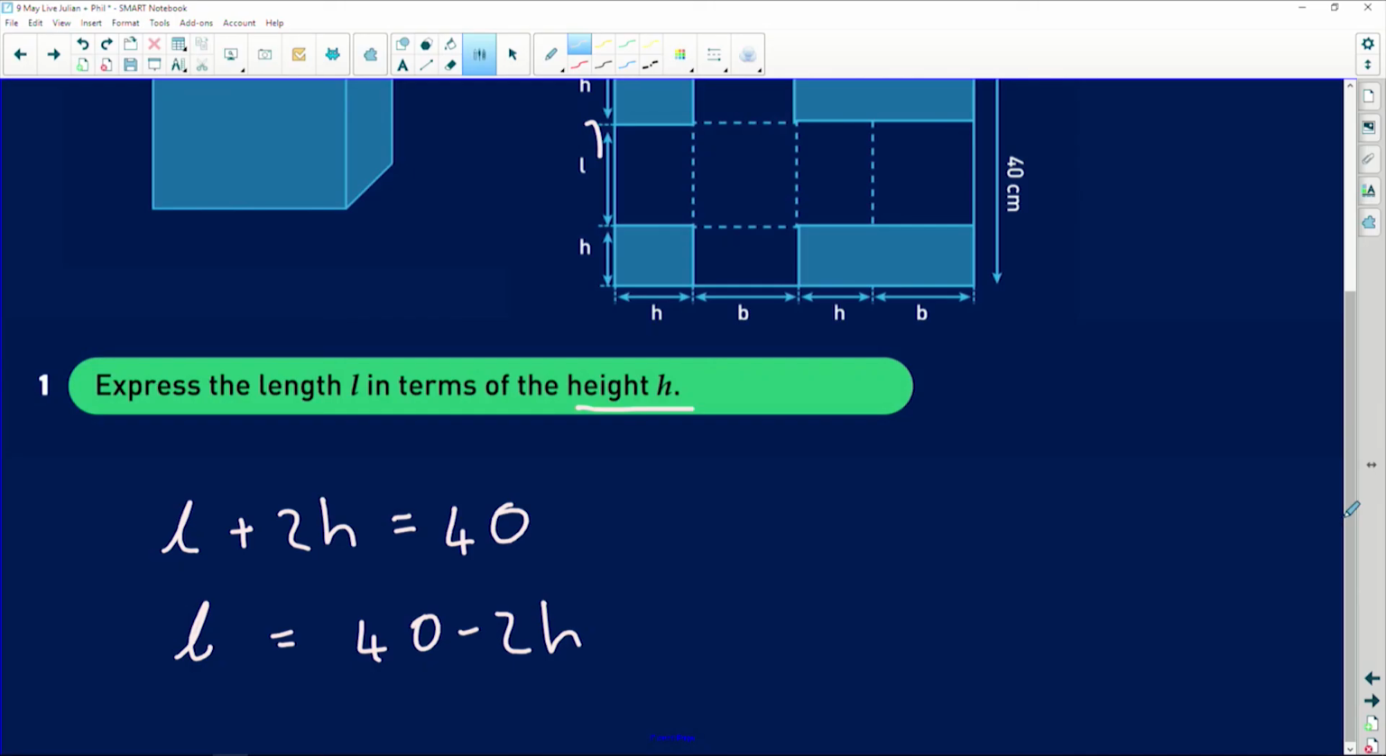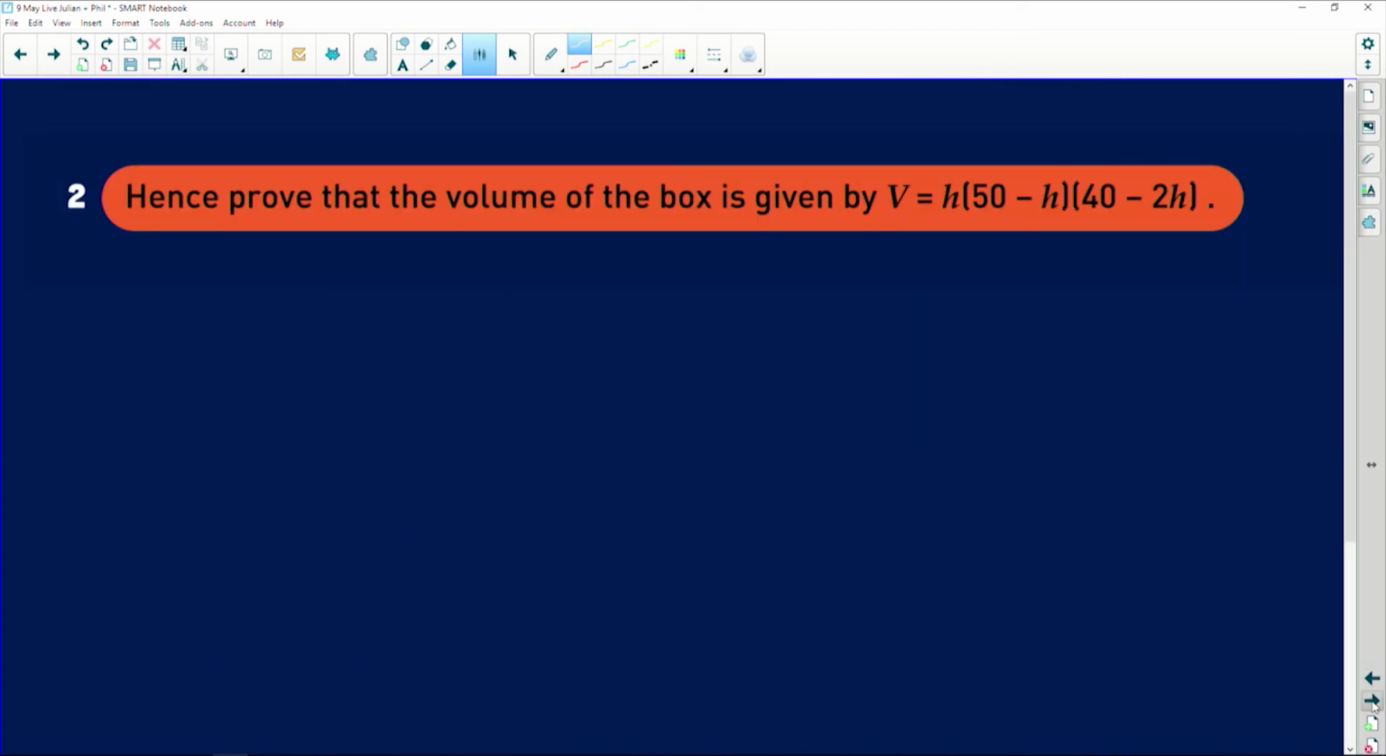Let's go have a look at the next part of the question. The next part says: hence prove that the volume of the box is given by V equals h multiplied by (50 minus h) multiplied by (40 minus 2h).